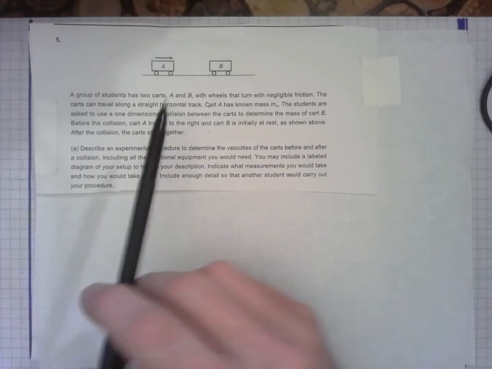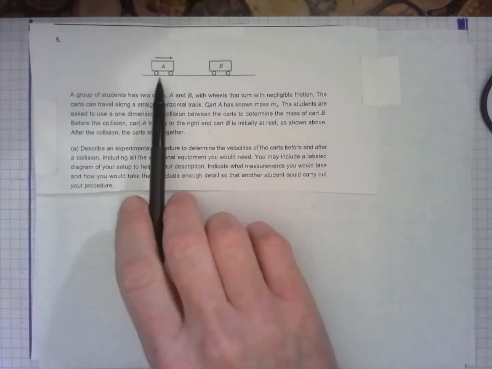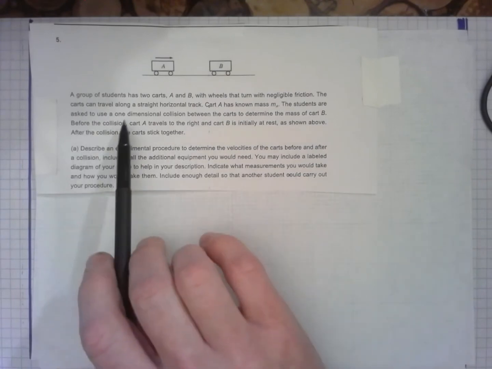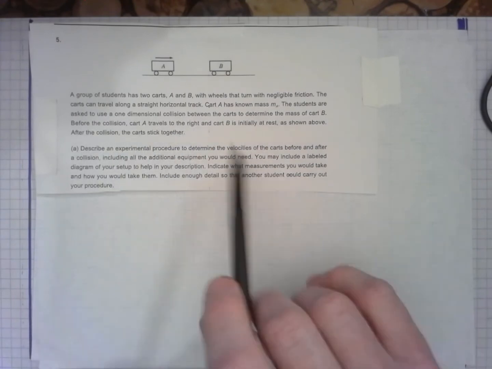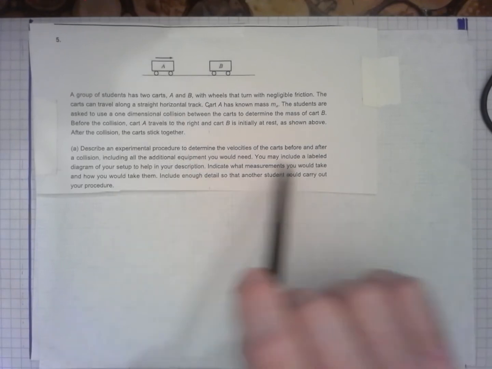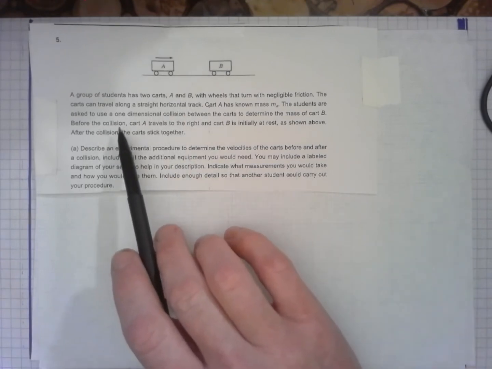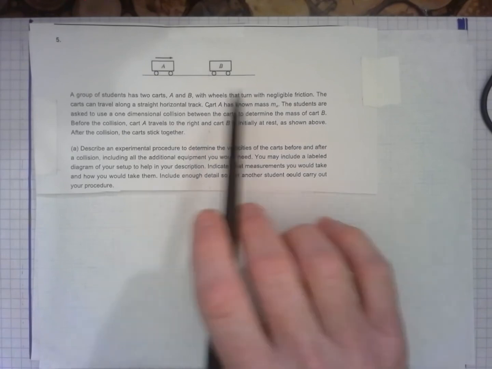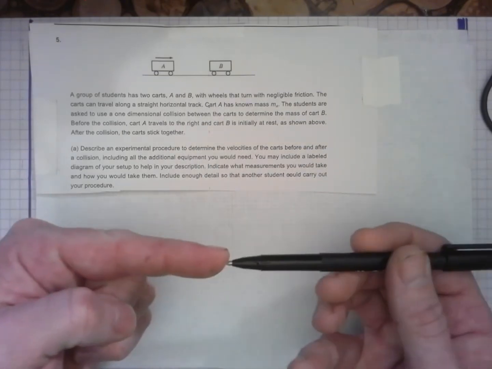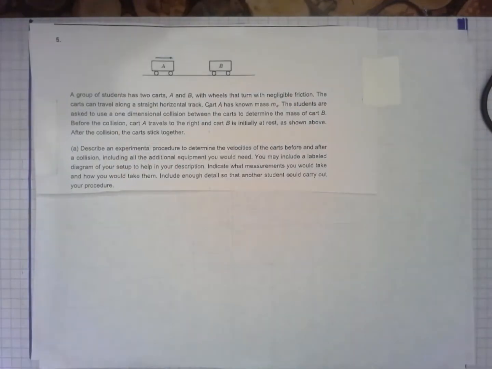But they got a group of students have two carts. Cart A is going to be moving towards B, who's stationary. We're not worried about friction. Carts can travel along a straight horizontal track. They know the mass of cart A. The students are asked to use a one-dimensional collision between the carts. In other words, a collision hitting just like this, not hitting and going off at an angle, to determine the mass of cart B.